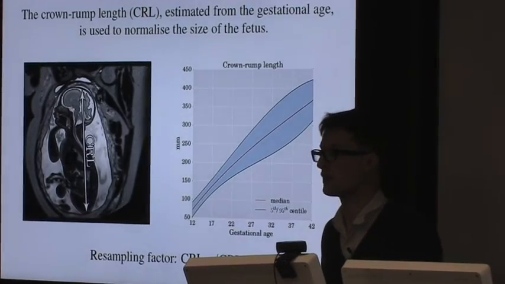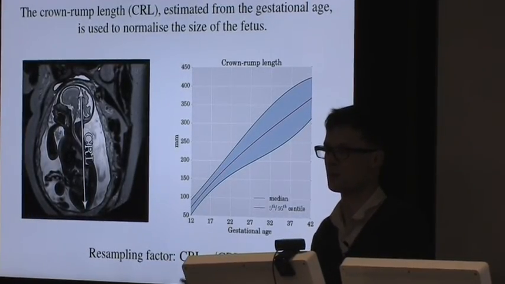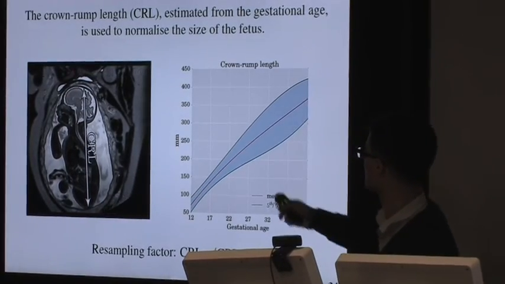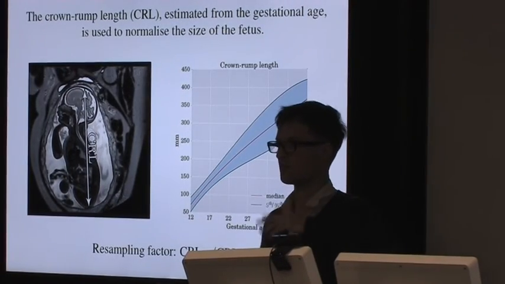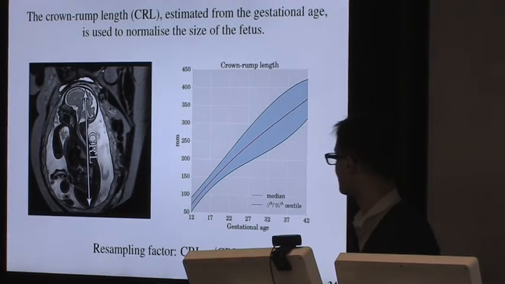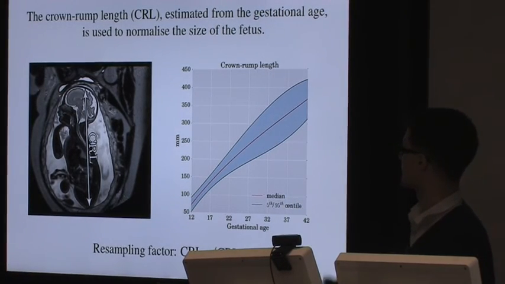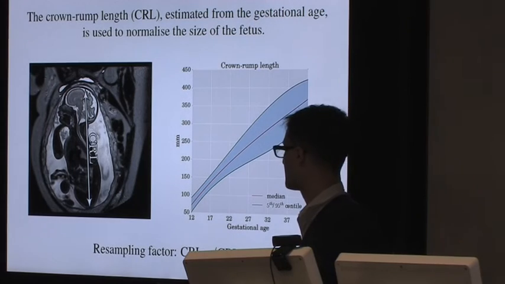But given a new subject, the only thing you know is the age of the fetus. You don't know where it is in the image. So what you can use is the Kainz length to resize your images: the distance between the top of the head and the buttocks.